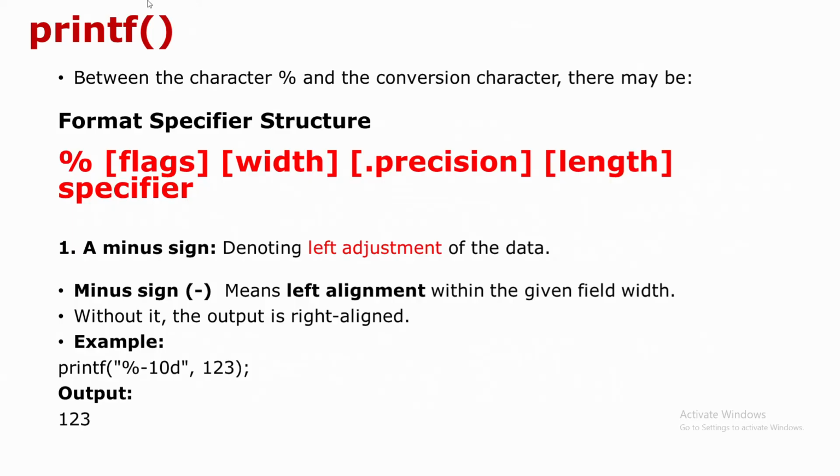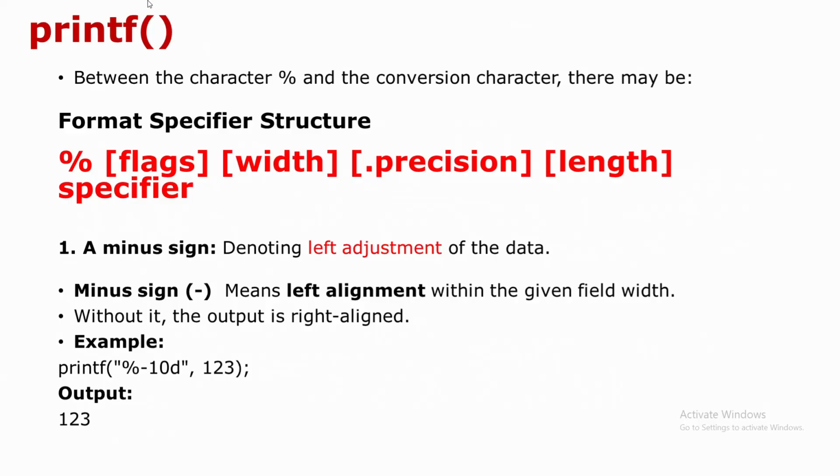Think of booking a train seat. First, you select the coach, then seat number, then class, finally passenger details. Similarly, a format specifier contains several pieces of information before displaying the value. First comes the percent sign, then flags, then width, then precision, then length modifier, finally the conversion character such as d, f, c, or s.